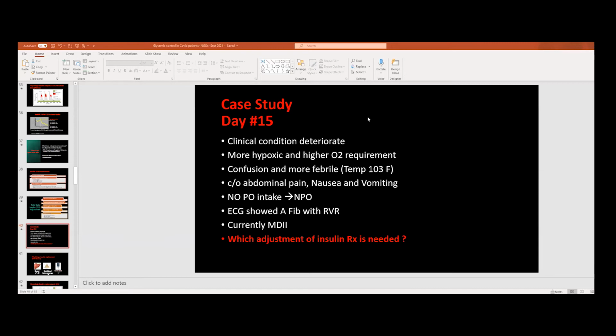When should we give basal insulin? I mean, what time of the day?